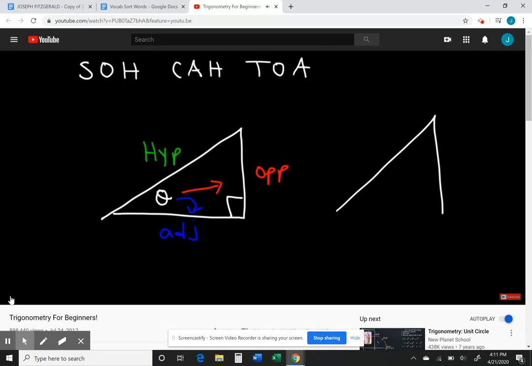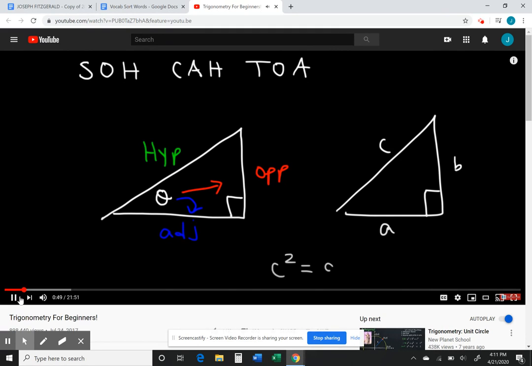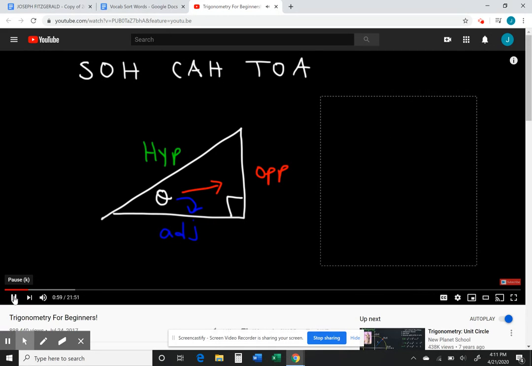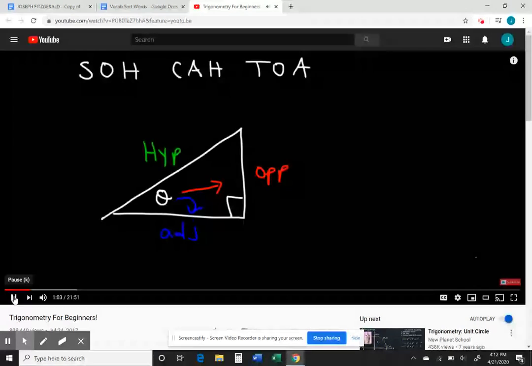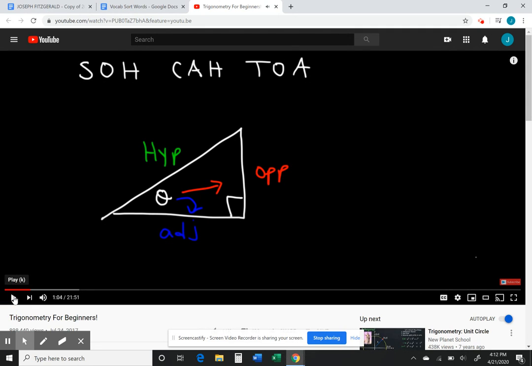Now, if you recall, this is A, B, and C. The Pythagorean theorem applies to right triangles. A squared plus B squared is equal to C squared. But we're not going to focus on that too much, just be familiar with that equation. Now let's talk about the trig functions. We are only going to be covering 3 trig functions for now. We'll get into the other 3 at a later point.